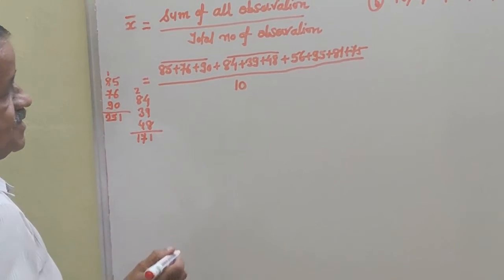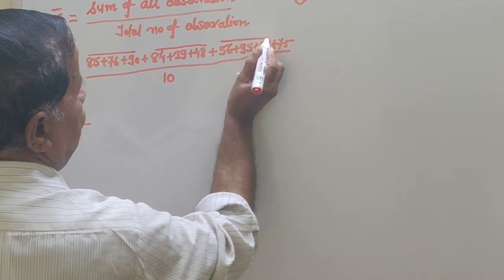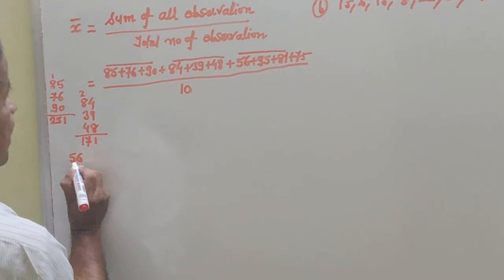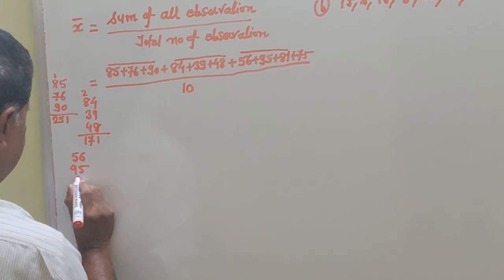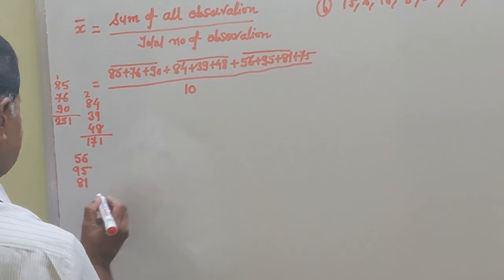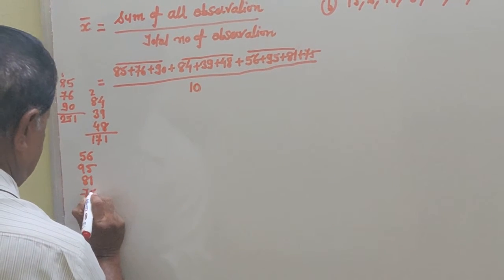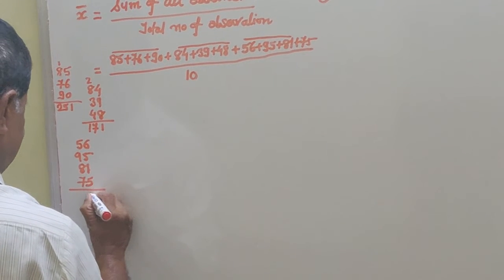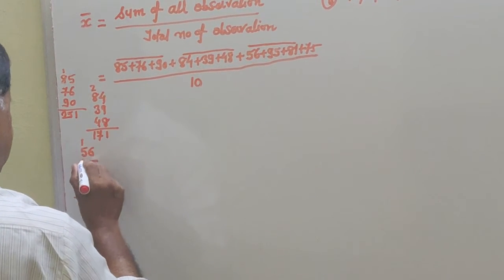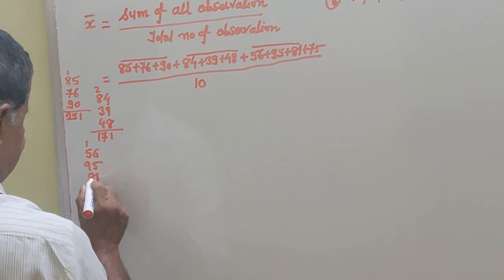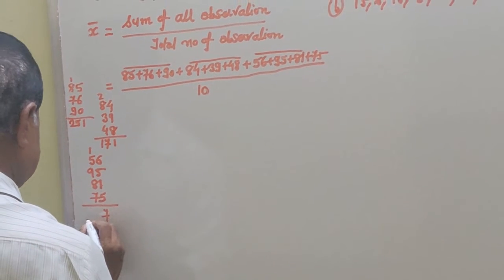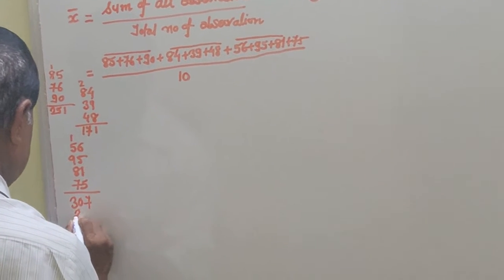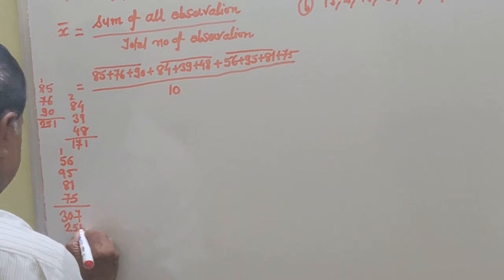My next answer is also found. Now my third combination is 56, 95 and 81. Only one number remains, so I can write down 75 here. Now what will come here? 11, 12, 12 plus 5 is 17, carry 1, 6, 10, 15, 15 plus 8 is 23, 23 plus 7 is 30, 307.